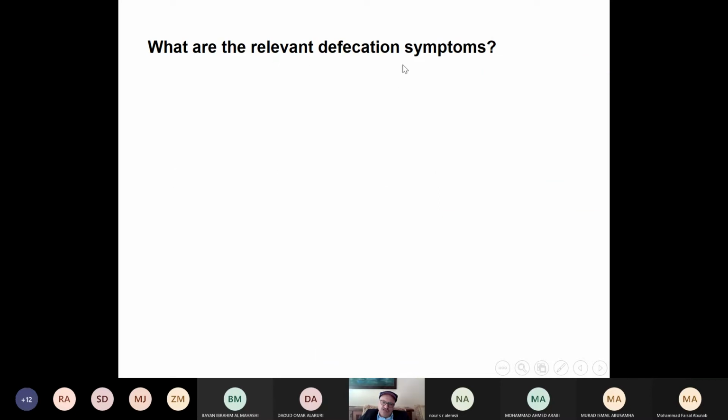What are the relevant defecation symptoms? What complaints can the patient have during defecation? Pain. Pain when? Either abdominal or at the anus. Okay, pain abdominal. I like to put the anal symptoms in another category, but that's right. So pain.